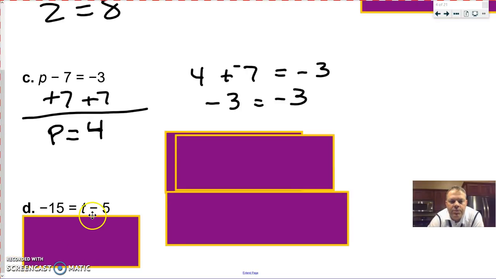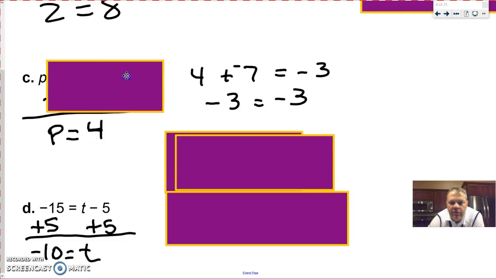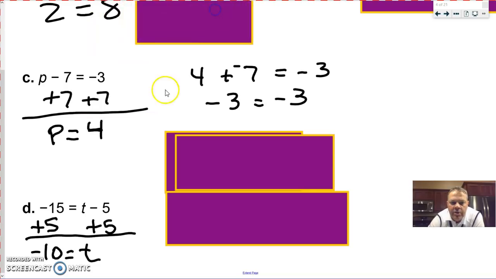In the last set of problems, the variable is with negative 5. The opposite of negative 5 is 5. So I'm going to add 5 to the right. Because I added 5 on the right side of the equation, I must add 5 on the left side of the equation. Negative 15 plus 5. Those are different signs. I am going to subtract. 15 minus 5 is 10.